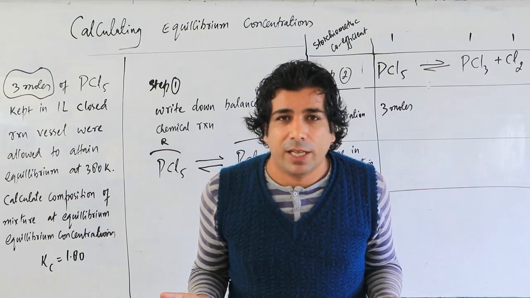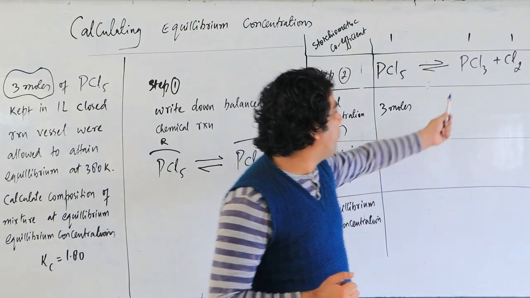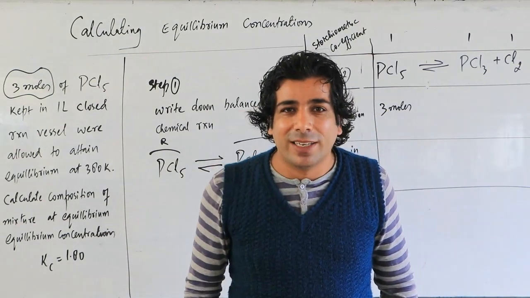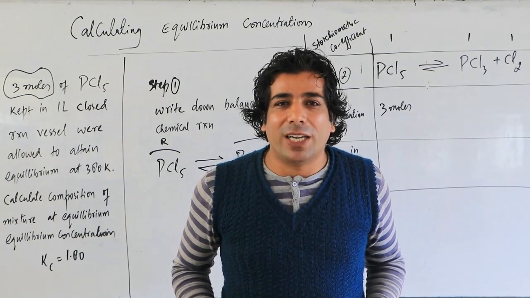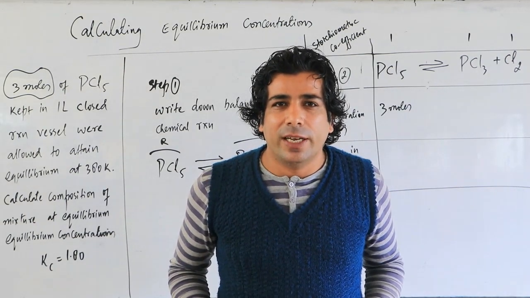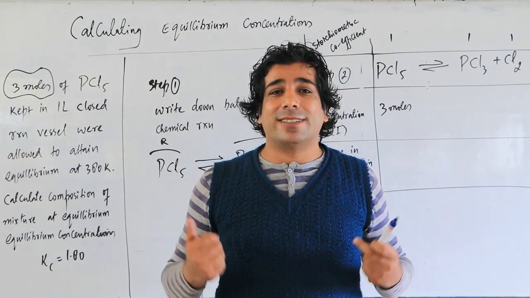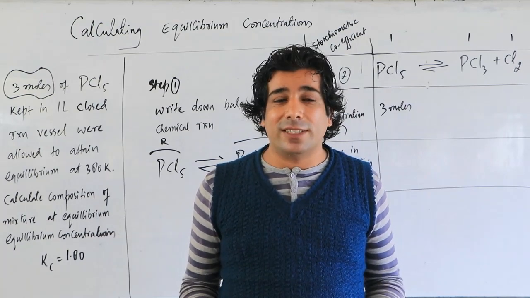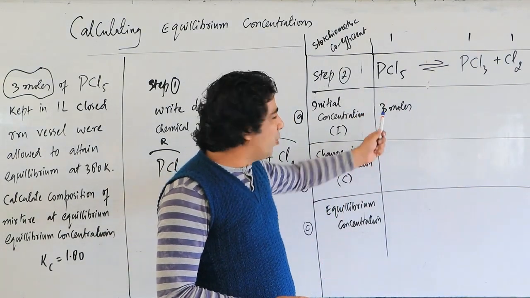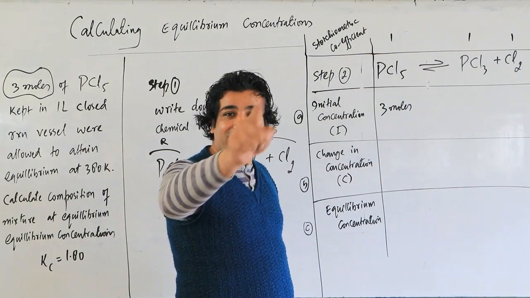Yes, initially. And how many moles of products do you have? How many moles of PCl3 and Cl2? Zero, my dear friends. Why? Because if you are provided with 3 moles of PCl5 initially, has the reaction started or not started? Not started. When the reaction has not started, you have only reactants. Who is your reactant? PCl5 is your reactant. You have 3 moles of reactant, and the product will be 0 at that time.